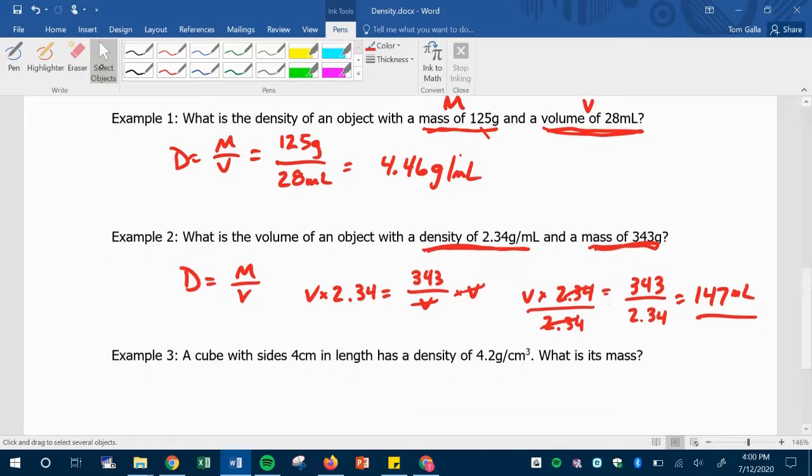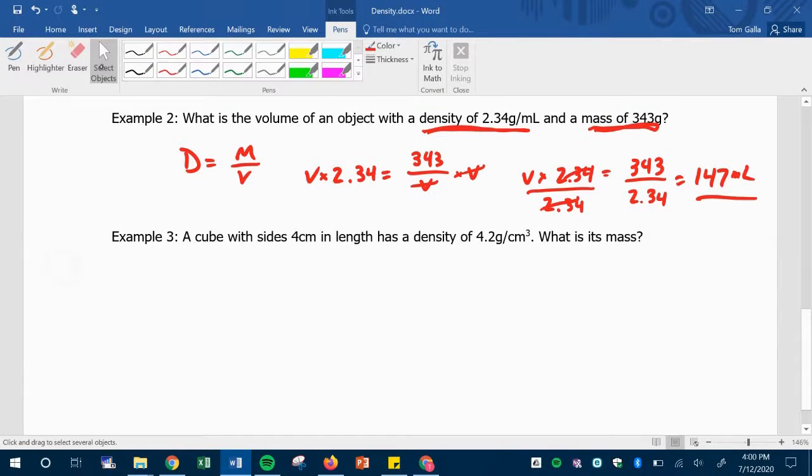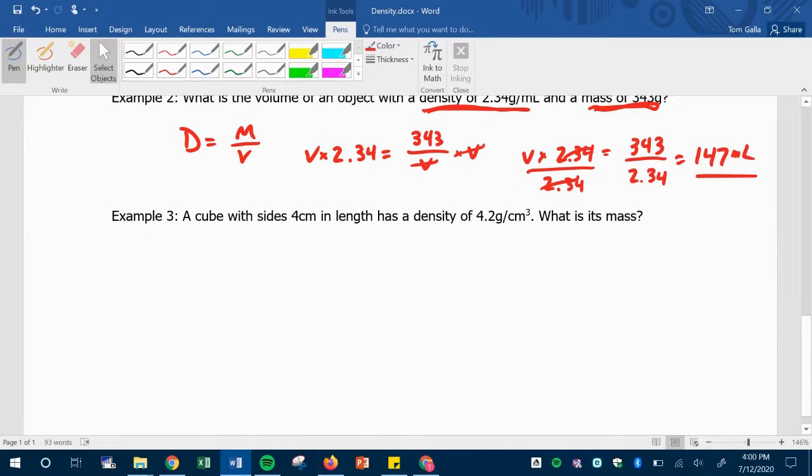And finally, our last example for this video, we have a cube with sides 4 centimeters in length has a density of 4.2 grams per centimeters cubed. What is its mass? Now for this, what it's telling us is we have a cube with 4 centimeters. Now it didn't give us a volume, but it did give us a density. So in order to solve for mass, our first step should be to take these 4 centimeters in length, and since it's a cube, that means all the sides are the same, and we should solve for the volume.